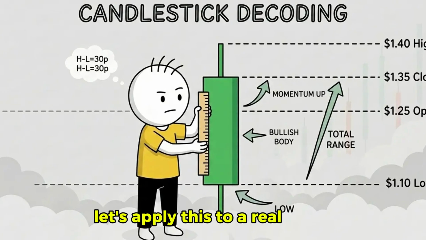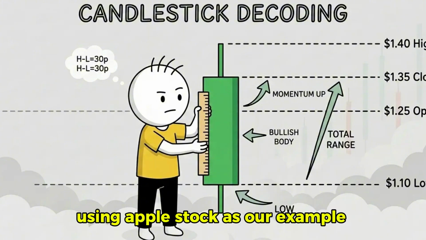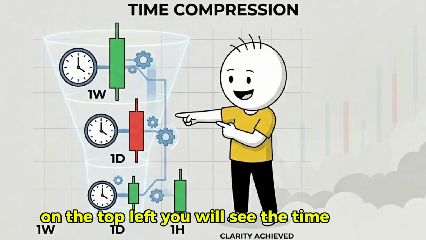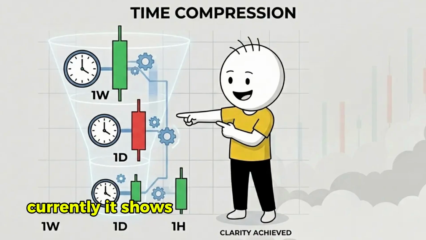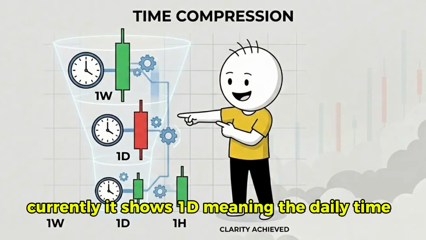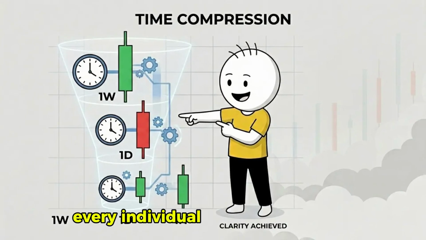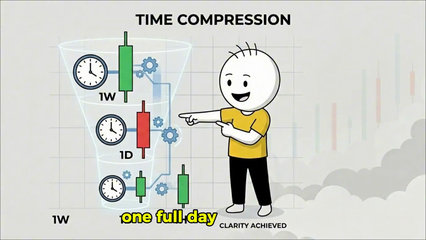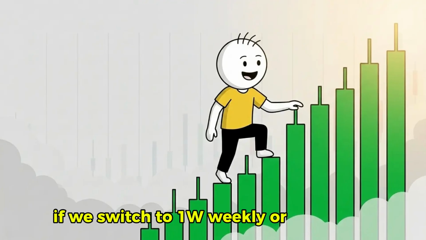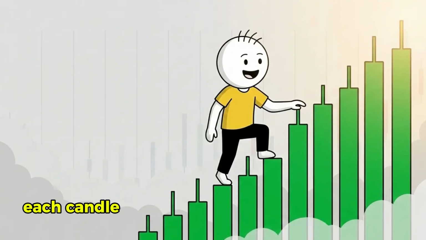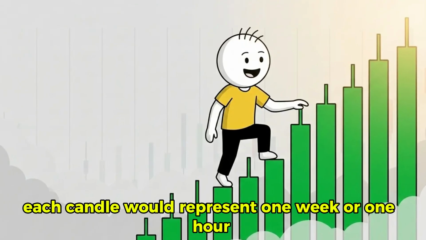Navigating the charts. Let's apply this to a real chart using Apple stock as our example. On the top left, you will see the time frame. Currently, it shows 1D, meaning the daily time frame. Every individual candle represents one full day of trading. If we switch to 1W, weekly, or 1H, hourly, each candle would represent 1 week or 1 hour, respectively.